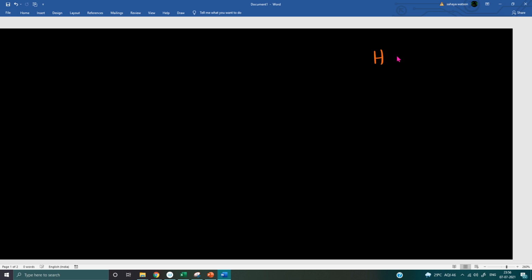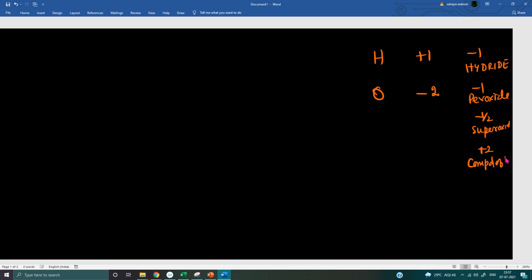So for hydrogen it is plus 1, except hydrides, where it is minus 1. So minus 1 is only for hydrides. For oxygen it is minus 2, except peroxides. If it is a peroxide, it is minus 1. If it is a superoxide, it is minus 2, and it is plus 2 for compounds of fluorine, mainly OF2.